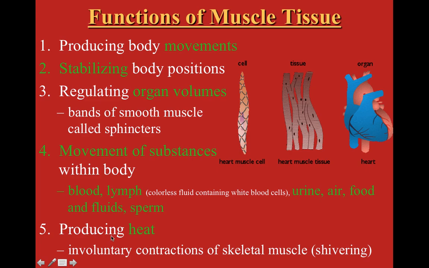Muscle is also responsible for producing heat in our bodies. For example, if you've ever wondered why when you get cold you start shivering, it is your body trying to heat itself up by making your muscles twitch and move past each other to produce friction, therefore producing heat.